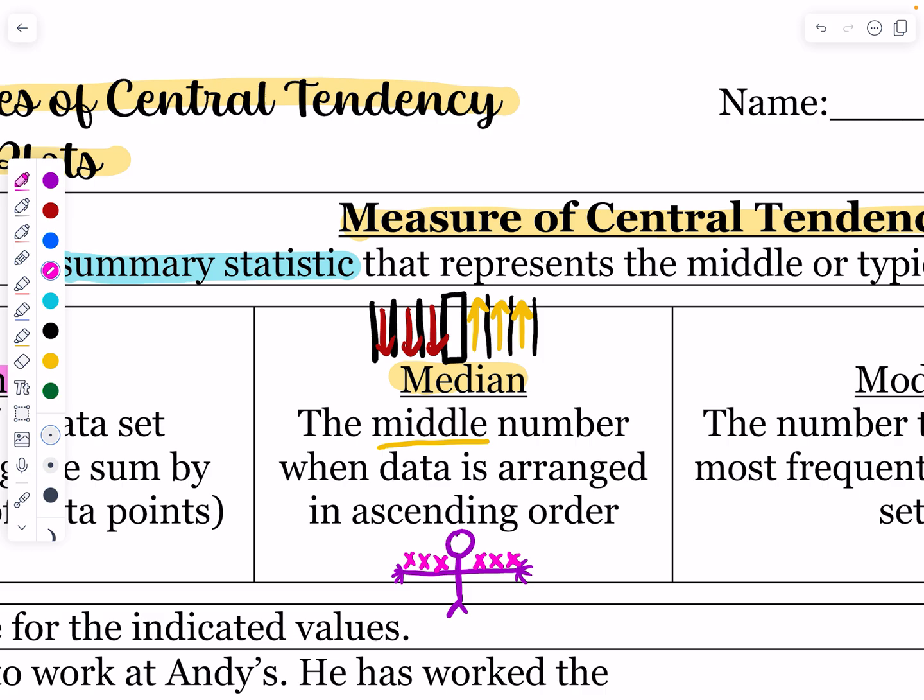If it's in between 2 numbers, then you would just circle it. So let's just say I put another number here. It'd be the middle of these 2 pieces of data. So it'd be the average of those 2. Okay, so we'll look at that in a little while, but the median is going to be that middle number when it's arranged in ascending order.